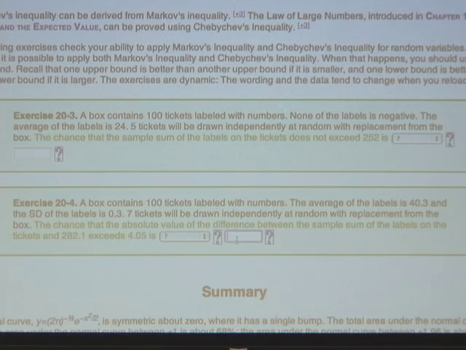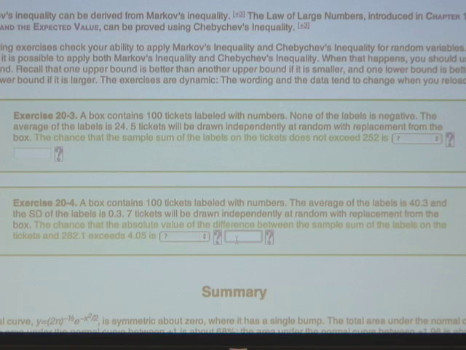We can find the expected value and the standard error of the sample sum. So we're going to try to use that information to get a bound on the probability that the sample sum is in some range. Right? So what do we got? The average is 40.3. The SD is 0.3. We're looking at the sample sum of a sample of size 7 drawn with replacement from the box. And the question is to learn something about the probability that the difference between the sample sum and 282.1 is 4.05 or bigger.